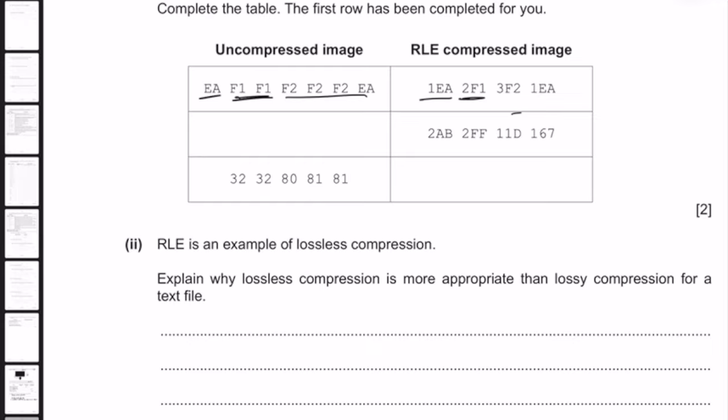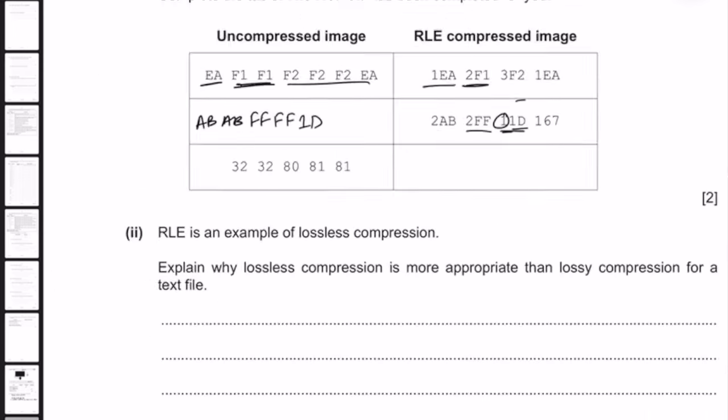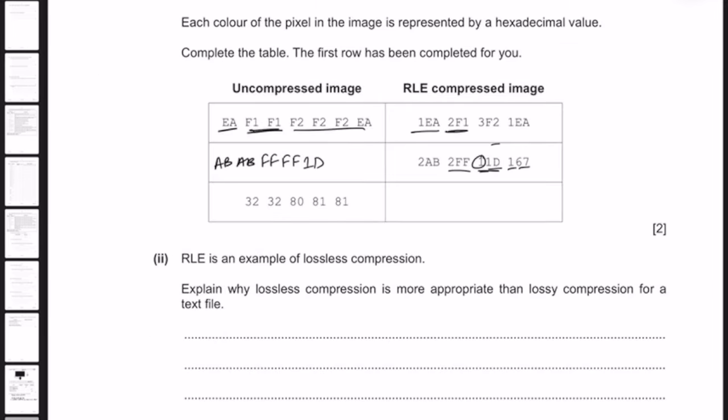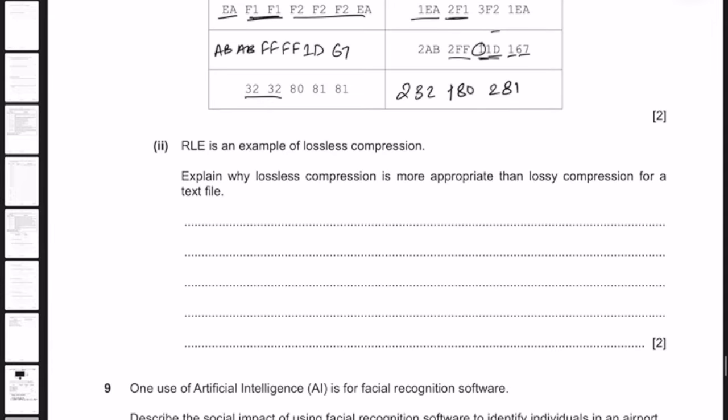Okay. So first one we have 2AB, so AB, AB. Then we have 2FF, so FF, FF. Now keep in mind this is not 11 Ds, but it's actually just 1D. So 1D and then 1, 6, 7, 6, 7. That's the answer here. For this case, you have 2, 3, 2. So because there are 2, then 1, 8, 0 and 2, 8, 1. Cool. RLE is an example of lossless compression.